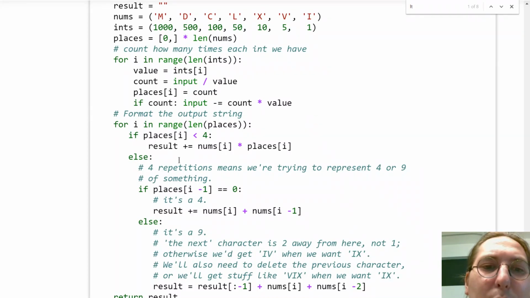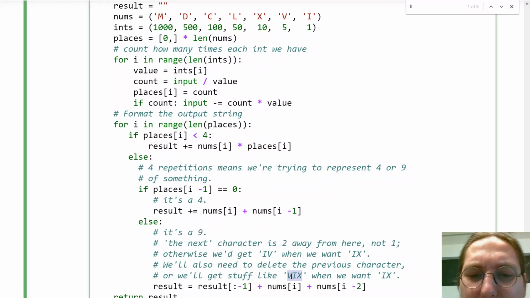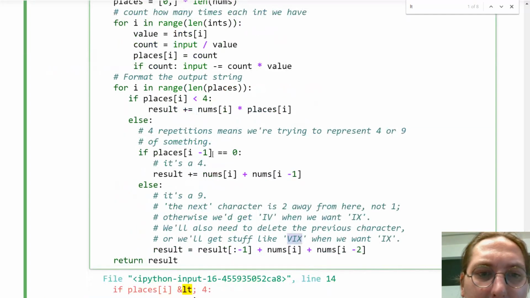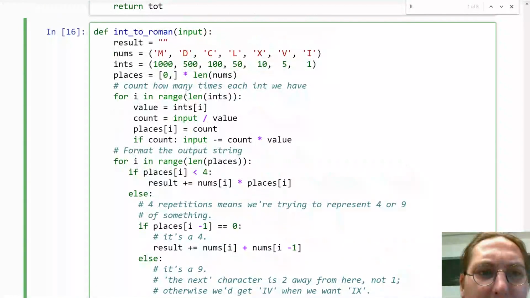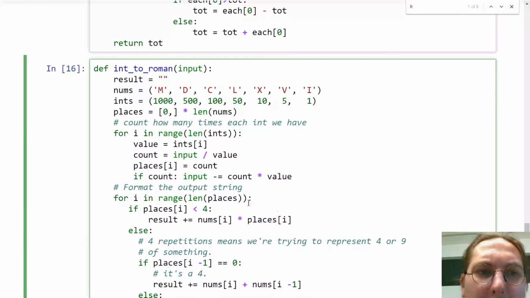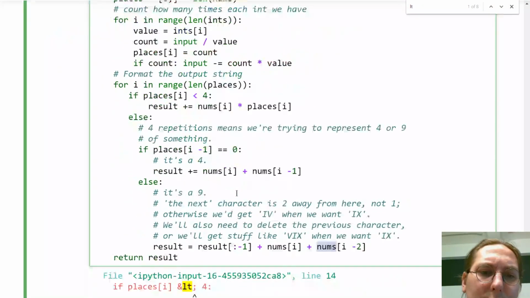So actually, is he working through the bases? Because this reads to me like it's only for V and X and so forth. Or does it also handle the D and C and whatnot? The next character is 2 away from. Well, it is indexing into nums. I think it is indexing into nums, so we should be able to.